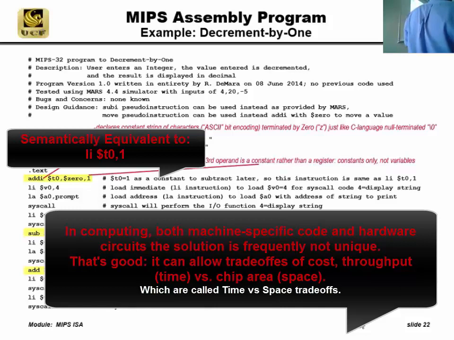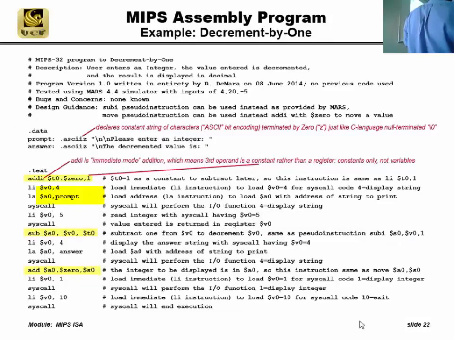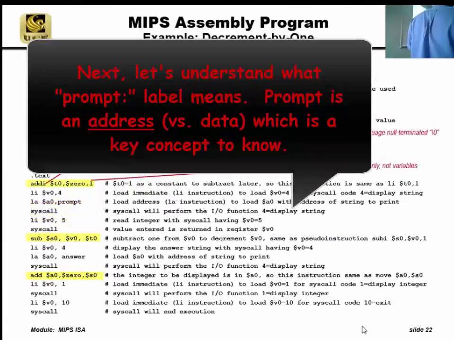What are we doing here? We're getting ready to output the prompt. What's the prompt? Please enter an integer. And then we call syscall, which is saying control code 4.